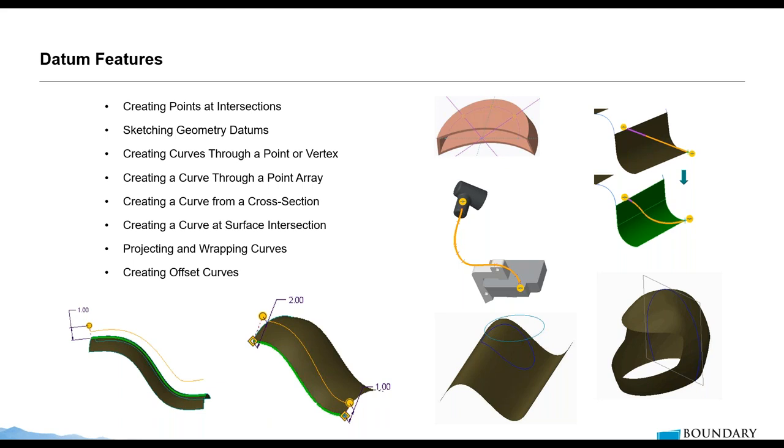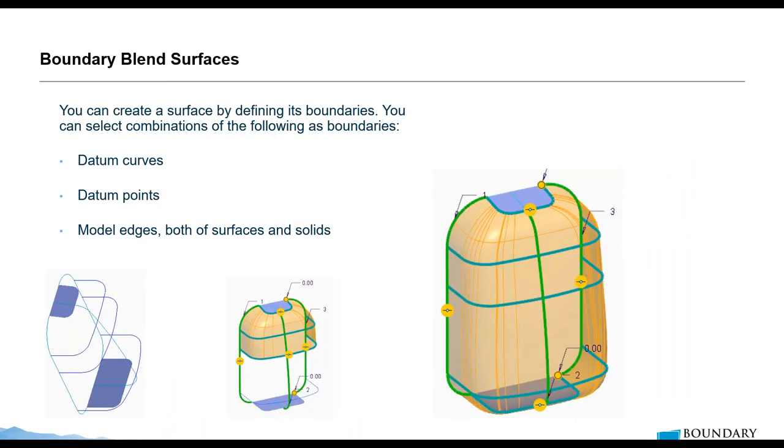So we're going to look at how to create points on intersections, how to create datums within a sketch, how to create curves through points and use vertices as well, through a point array. We can use cross sections as well to create those curves. And then we're going to talk a little bit about wrapping curves and projecting them as well, and offset curves, also a handy tool that you can use. And then the one tool that I think we'll use the most is the boundary blend tool.